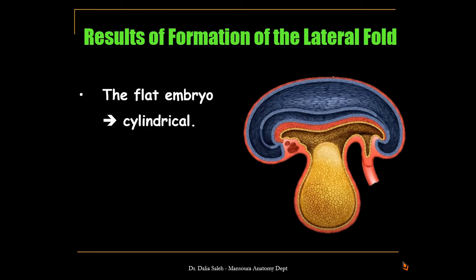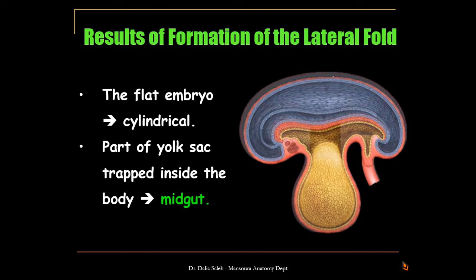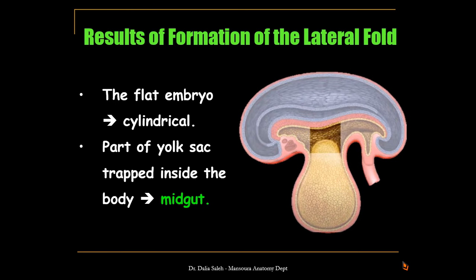So what are the results of formation of the lateral folds of the embryo? Now the flat embryo transforms into a complete cylinder, the body wall closes up, and the anterior abdominal wall is formed. And part of the yolk sac is trapped inside the middle part of the embryo, forming the midgut.